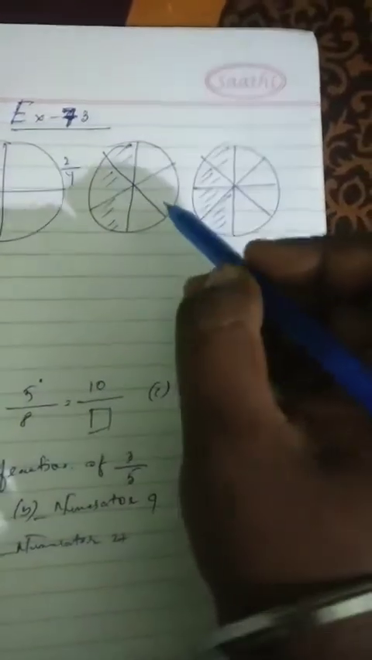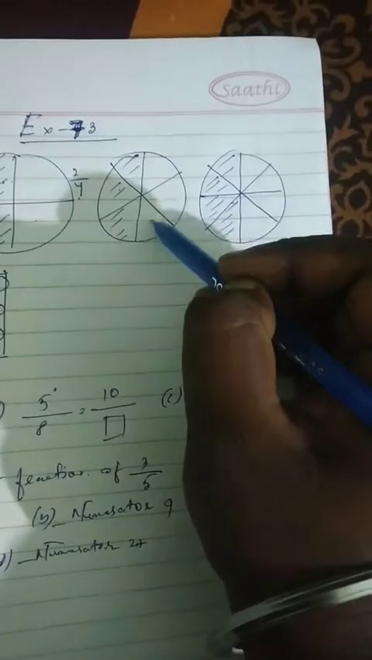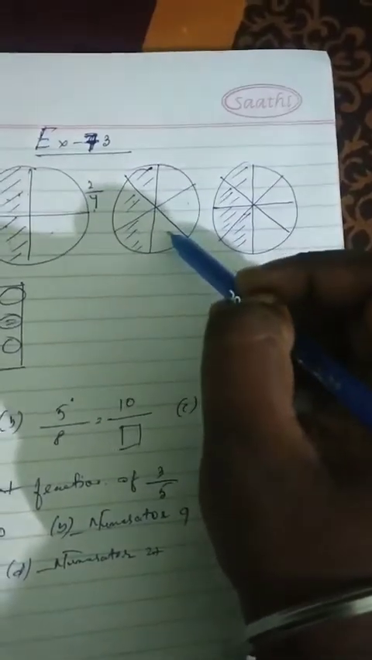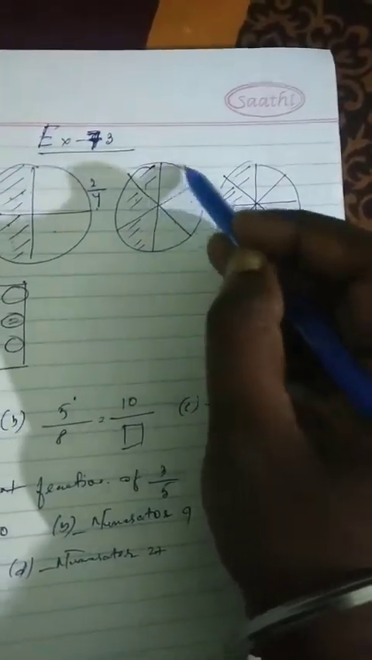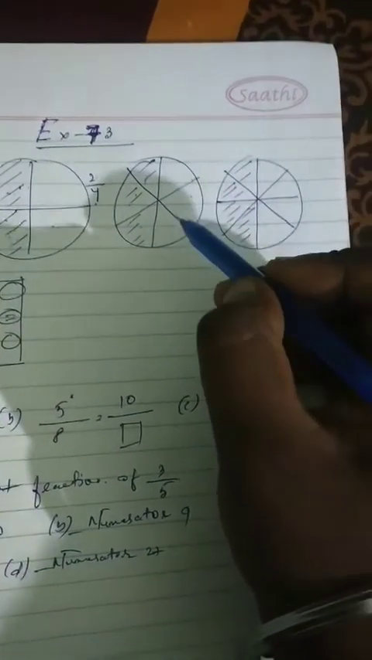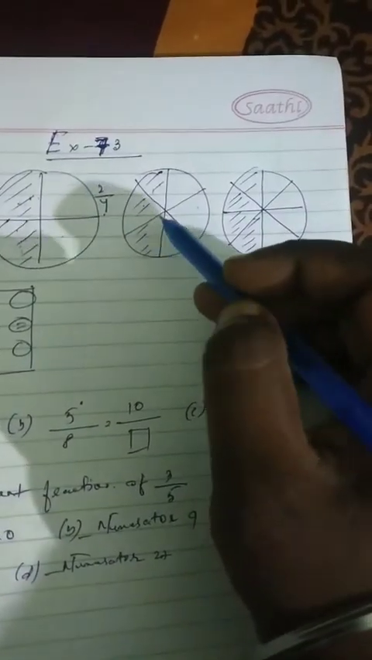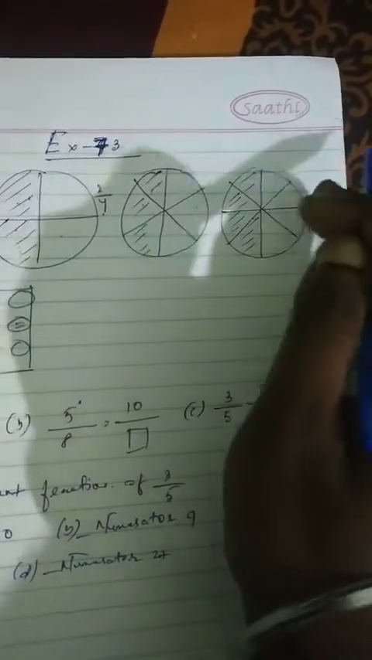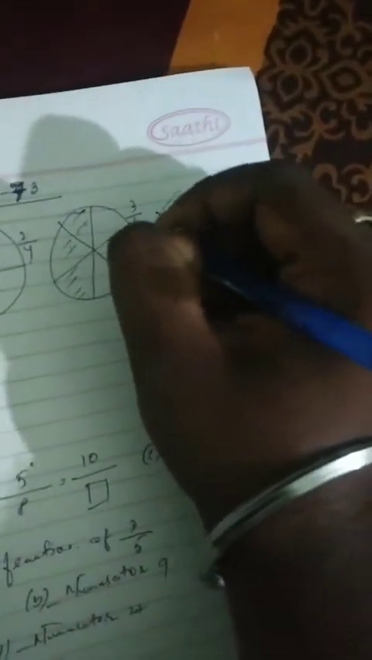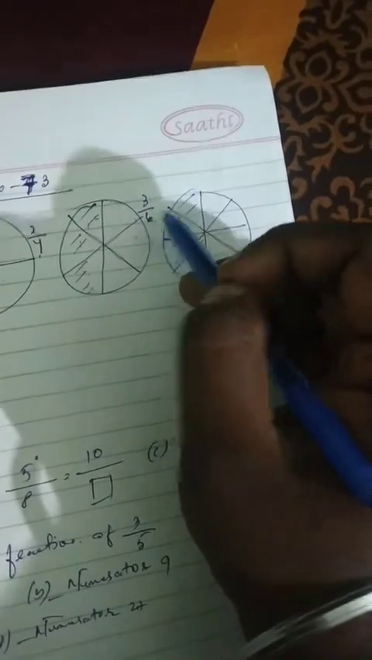In the next figure, it is divided into how many equal parts? 1, 2, 3, 4, 5, 6. There are 6 equal parts. This particular circle is divided into 6 equal parts. Out of these 6 equal parts, 3 parts are shaded. So naturally the fraction of these 3 parts is 3 by 6.